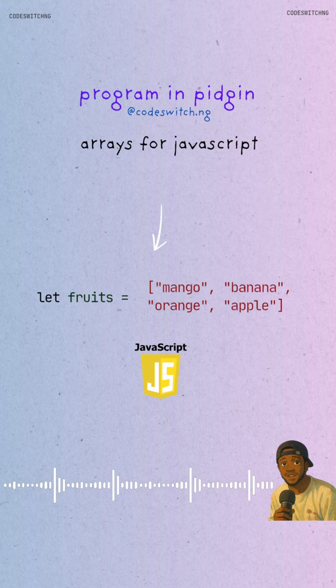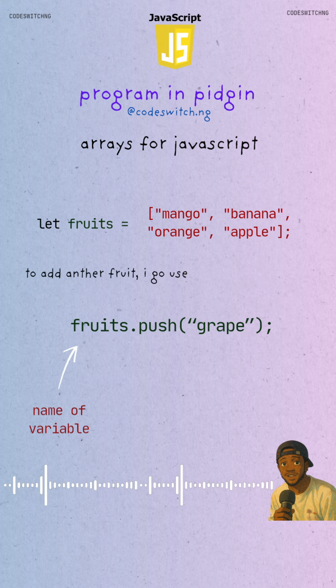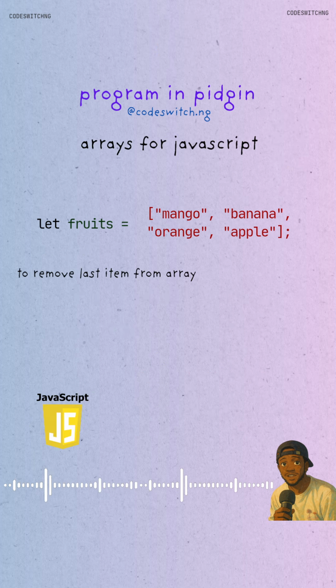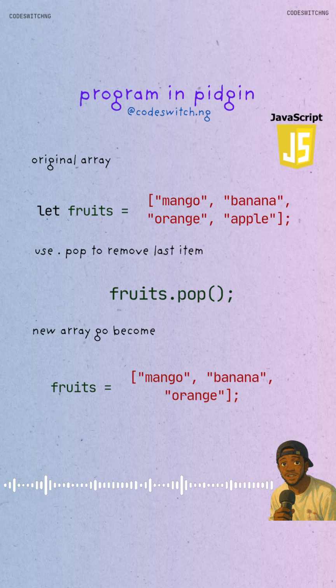for JavaScript, I go just write the main of the variable where I use store the array dot push, then enter the string containing the new fruit wey I wan add. Another one na dot pop. This one we dey use am dey remove the last item wey dey inside our array.